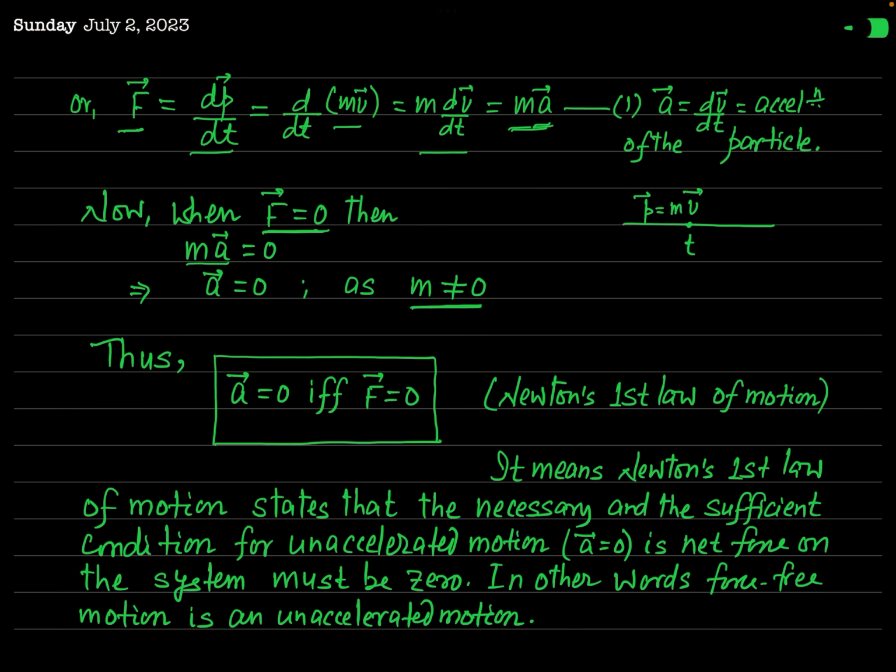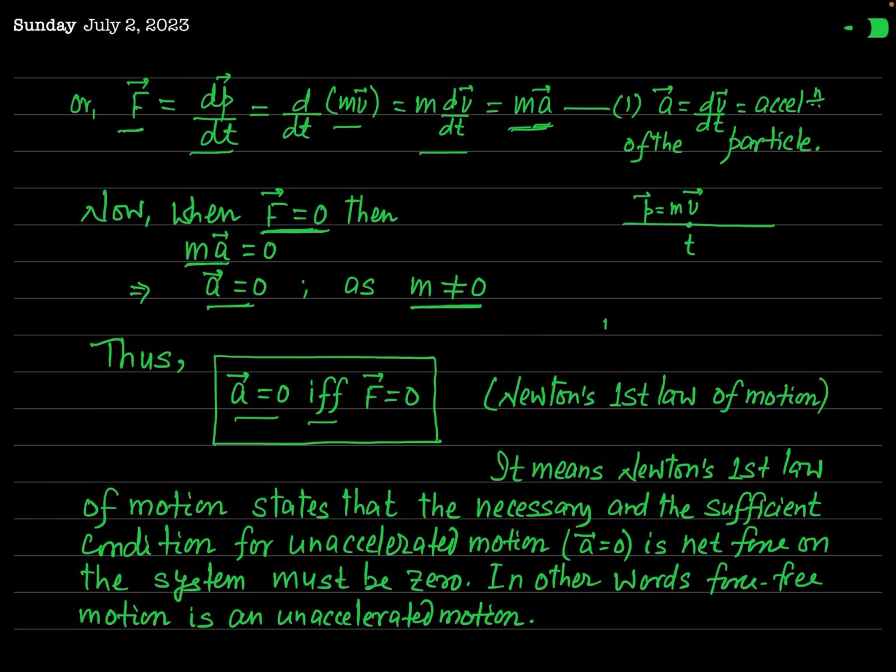But the product of m and a is equal to 0, and we know that m is not 0, so certainly a will be 0. So what have you learnt? If the net force acting on a particle is 0, then its acceleration will definitely be 0. You can write this condition in the manner which I have written inside this box: a is equal to 0, meaning acceleration is 0, if F is equal to 0.